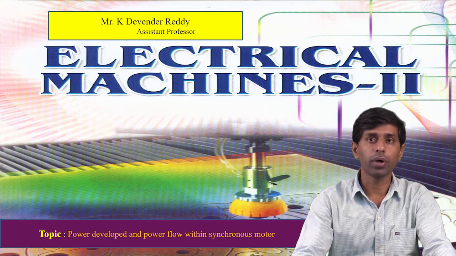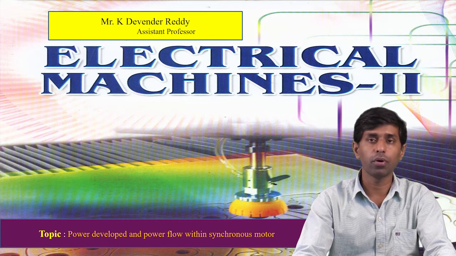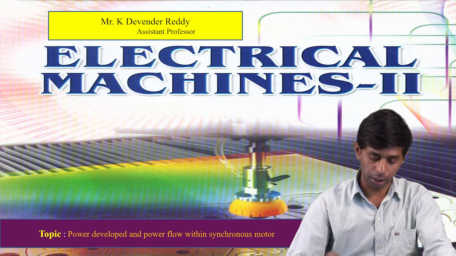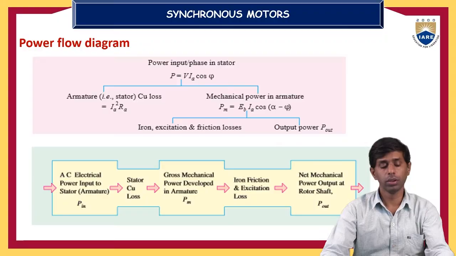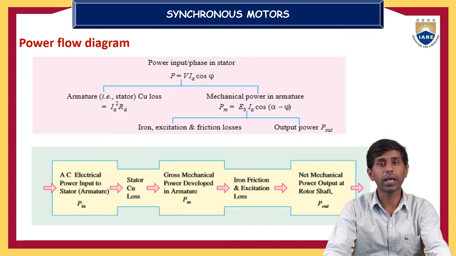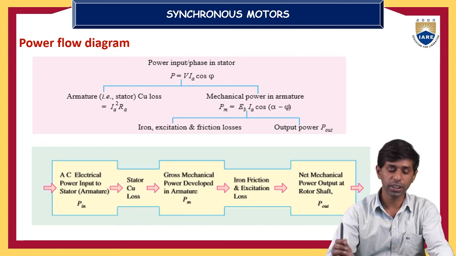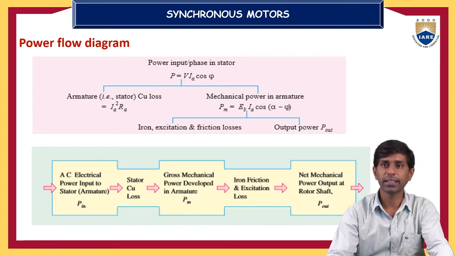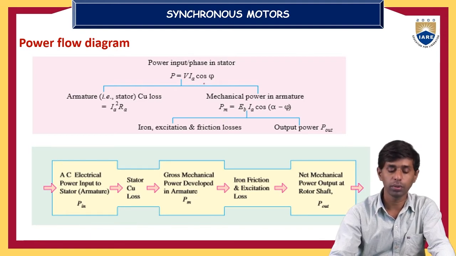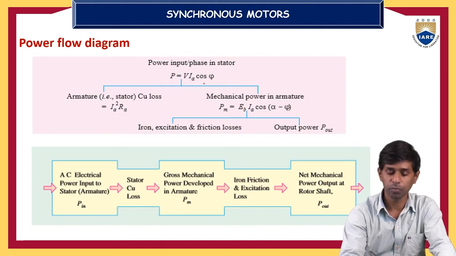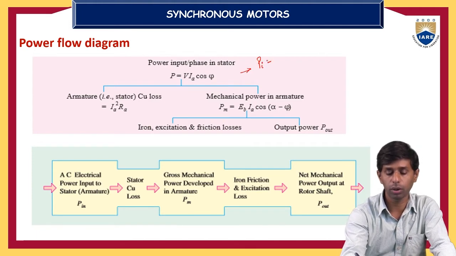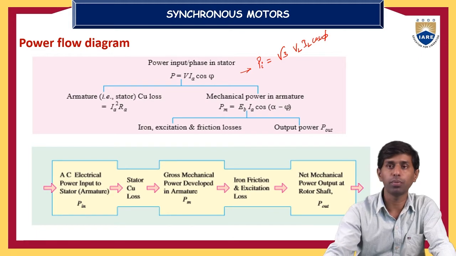In this video, we are going to discuss power flow within a synchronous motor and the power developed equation. So, the power flow diagram for a synchronous motor: the power input per phase in the stator is equal to V I cos phi. In terms of the total power input, P input is equal to root 3 times V_L I_L cos phi, that is the power input to the synchronous motor.